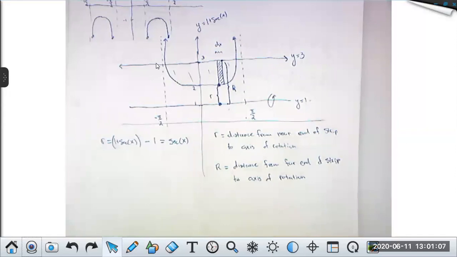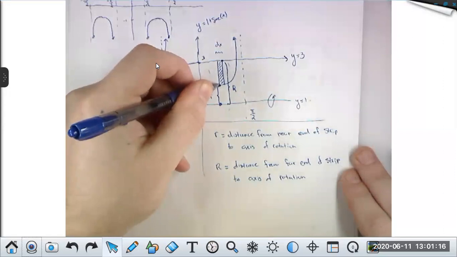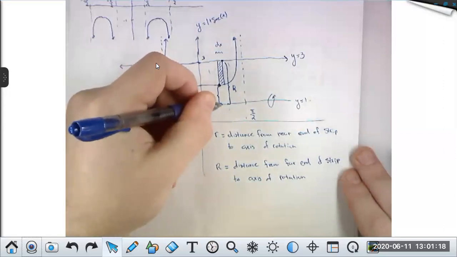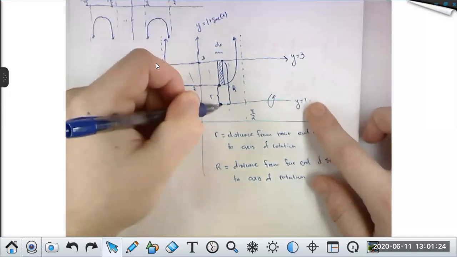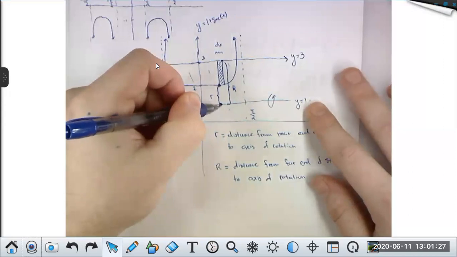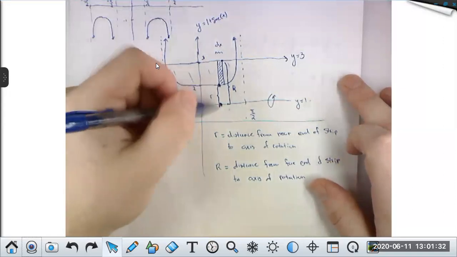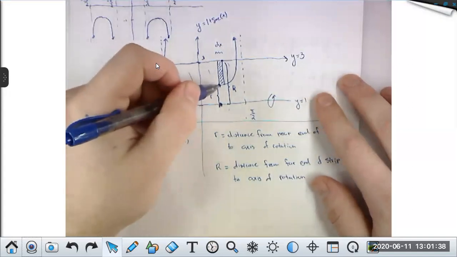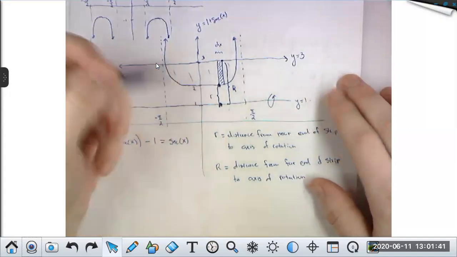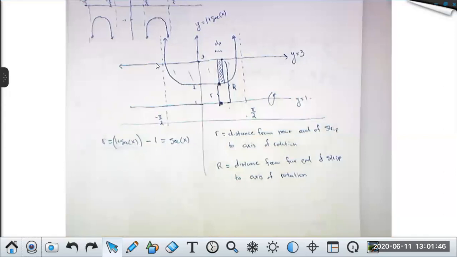Kind of. I'm trying to figure out where you're pulling the minus 1 from. So it's this y value right here, and this y value right here. The y value right here is y equals 1, because that is my axis of rotation. This y value minus this y value will give me the distance. Okay. This y value is 1 plus secant x. Oh, I understand. Okay, I get it. Cool.